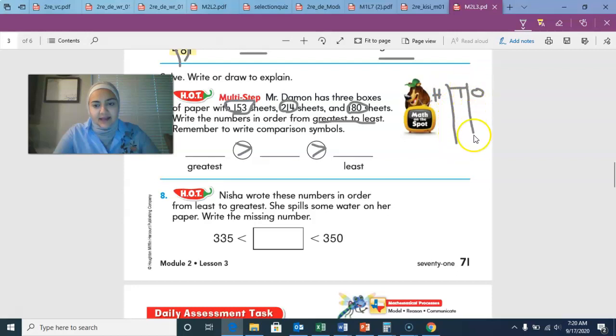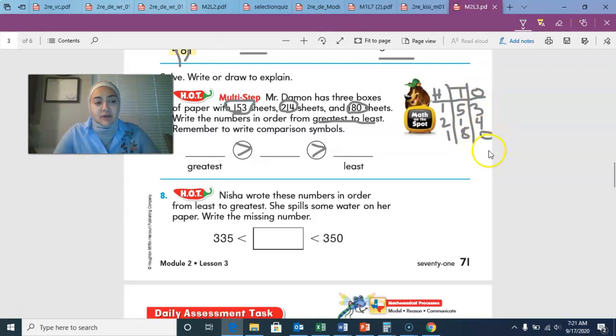And just like that. And then you're going to plug your numbers in. My first number is 153, so I'm going to write 153. My next number is 214, so I'm going to write 214. And my third number is 180, so I'm going to write 180.